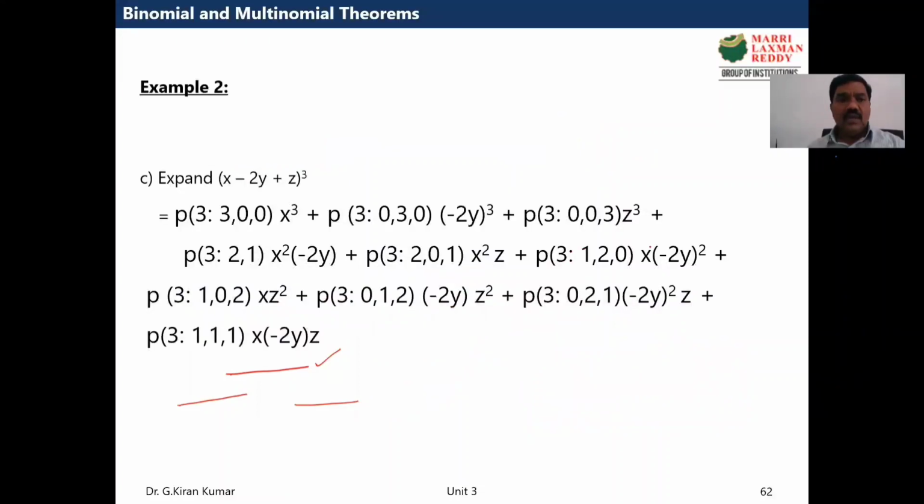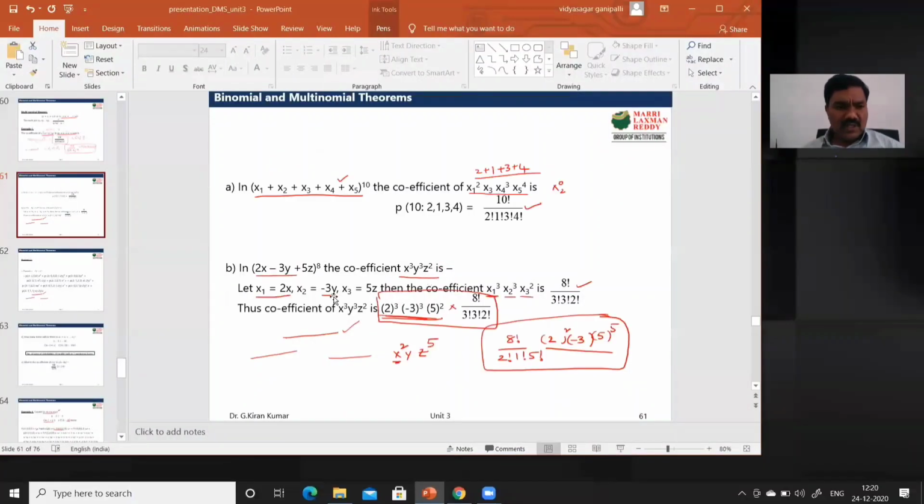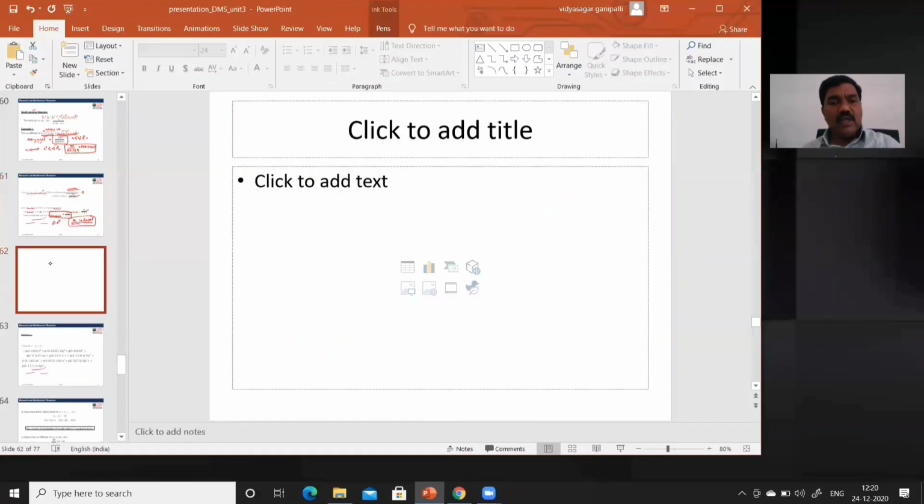Fine. So as of now, we just discussed what is multinomial. Multinomial is basically, in the expansion, if you have more than 2 variables, that is called multinomial. Then we also discussed how to find the coefficient of a particular term. Before that, we need to check whether the term is present in the particular multinomial expansion or not. Once you check, then we can easily write down the coefficient.